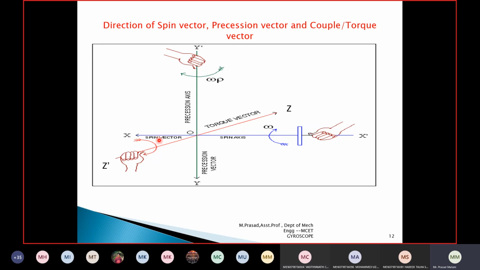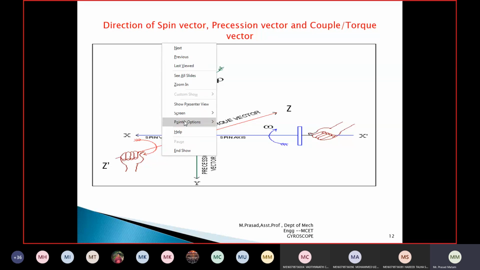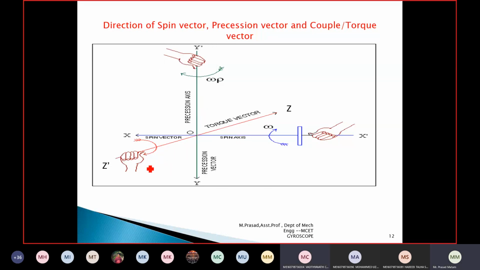So for this, we don't consider the active couple. We always consider the reactive couple. So for this spin vector and precession vector, this gives my active torque. To maintain stability, what do I need to do? I need to put one more torque, which is acting opposite to the active torque. Here my active torque is rotating clockwise. To maintain stability, I am going to put one more vector, which is in the anti-clockwise direction. I will show that.